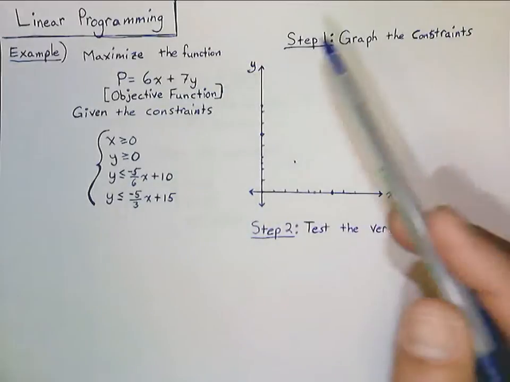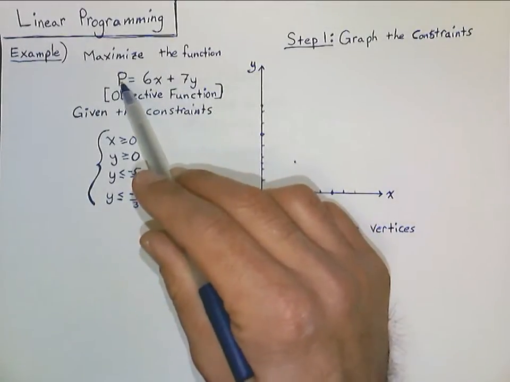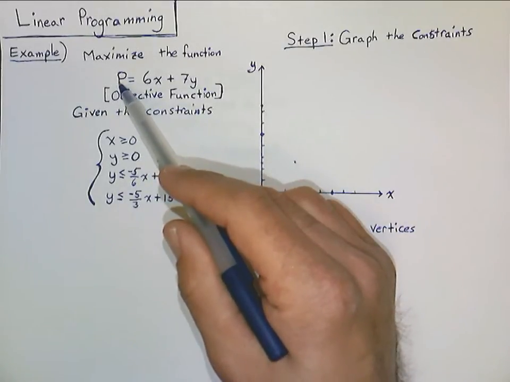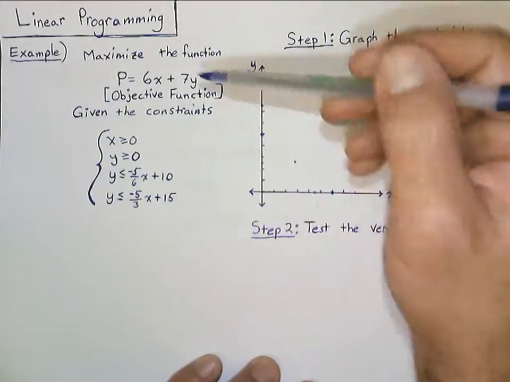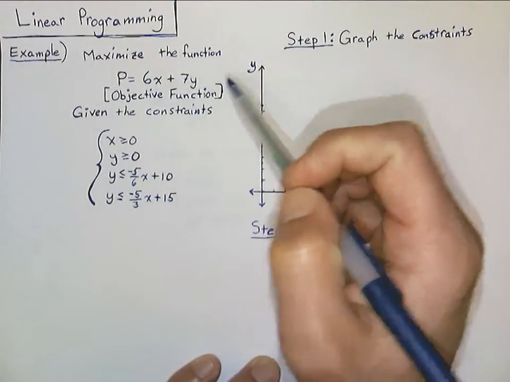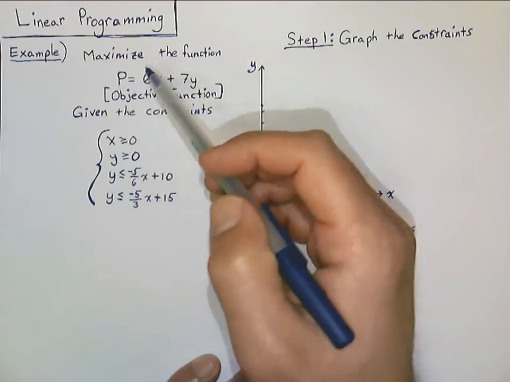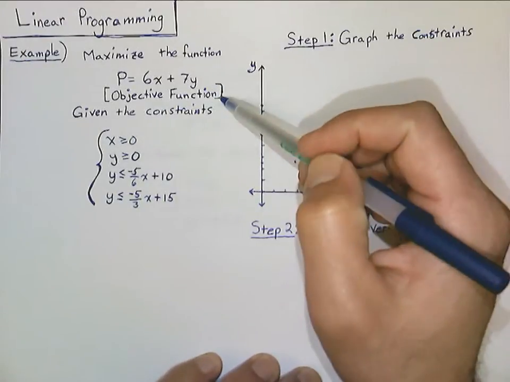But for right now, just notice that every pair x and y is going to give us some unique p value. So this is a function. You can't get two different p's for the same x and y. Okay. So this is a function of two independent variables. We could call this z, could call this f of the ordered pair x, y, lots of different notations here. But this is what we call the objective function.